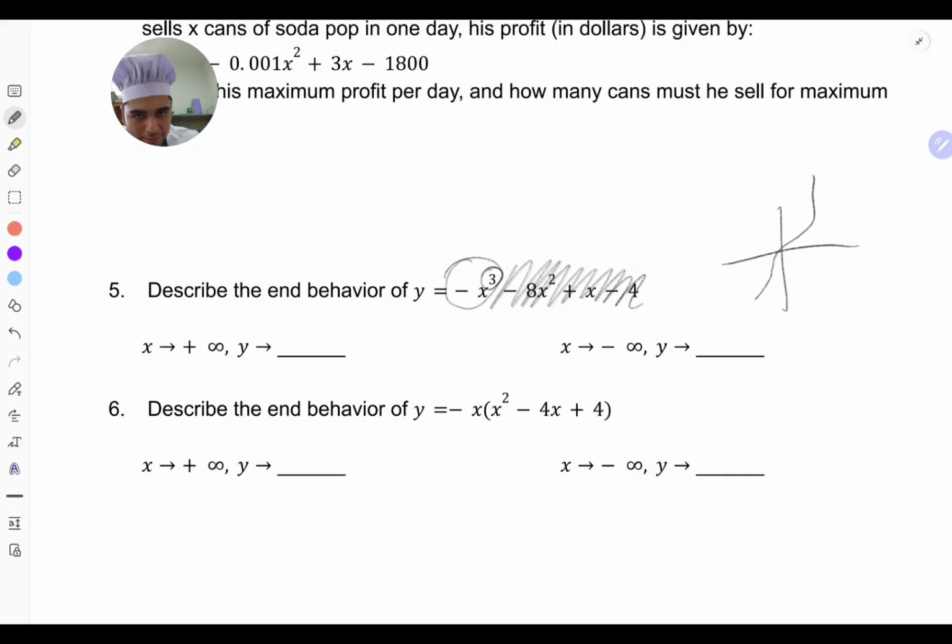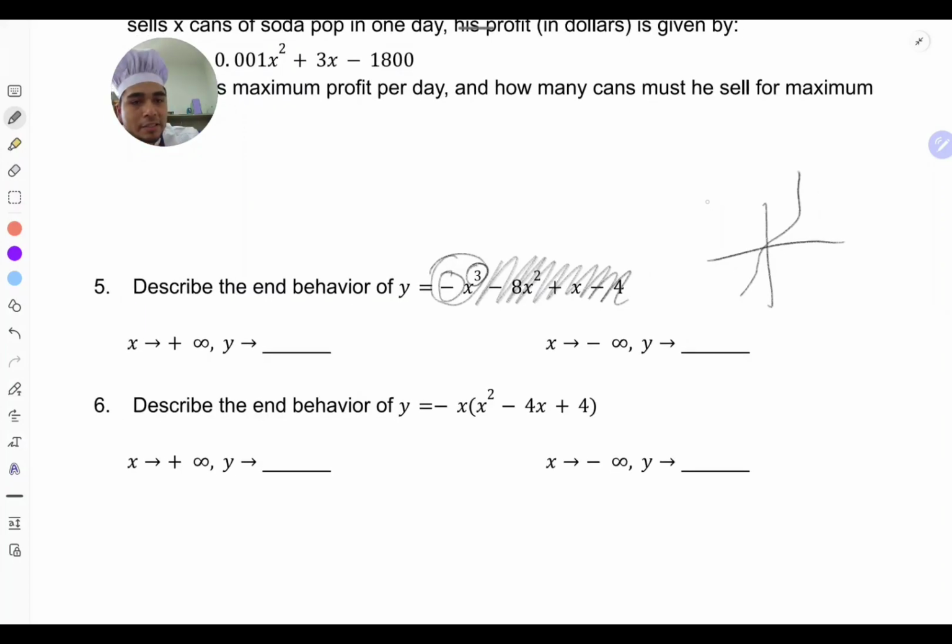Now, what else do we know? We know that a is negative, which means that if this is positive x cubed, negative x cubed looks something like this. That's what negative x cubed looks like. So, with that being said, we are now able to describe our end behaviors. What is this doing and what is this doing?